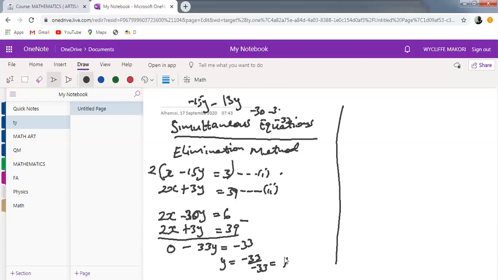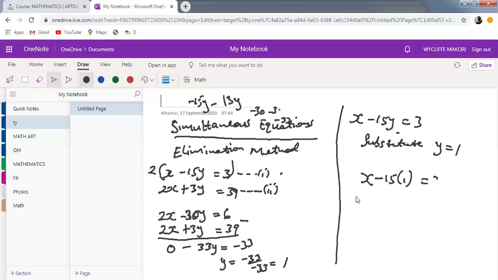Upon getting one unknown, you can substitute it in the other equation. For example, the first equation was x minus 15y is equals to 3. Now we can substitute y with 1 because we know y is 1. Where we have y, we can simply put 1. So we have x minus 15 times 1 is equals to 3. So x minus 15 is equals to 3. So x is equals to 3 plus 15. So x will be equal to 18. And at that point, we have solved for the two unknowns. We know the value of y is 1, and the value of x is 18 using the elimination method.